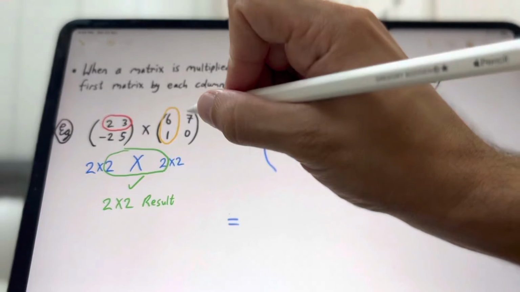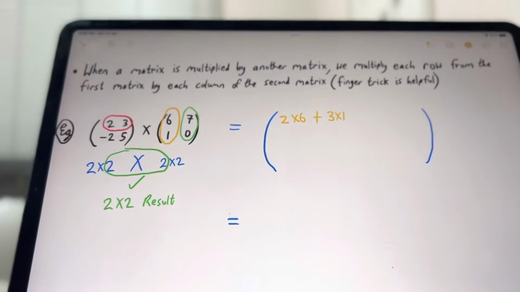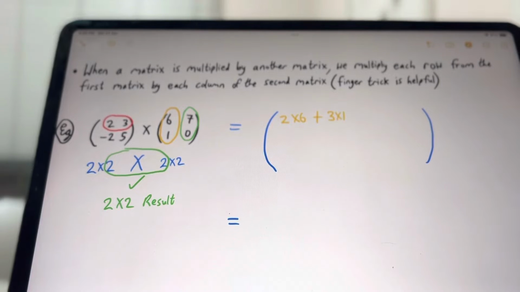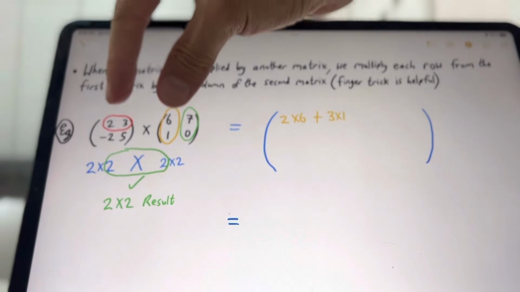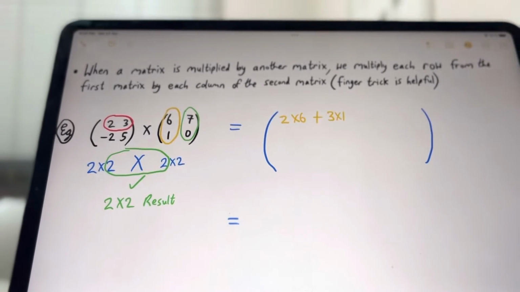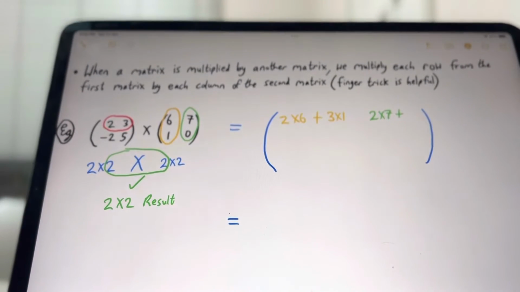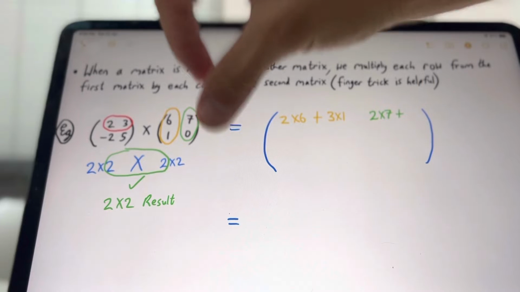Now let's go ahead and do the top right. So it's the top row from the first matrix times the right column. Right, do the finger trick. 2 times 7 plus the result from our thumb, which is 3 times 0.